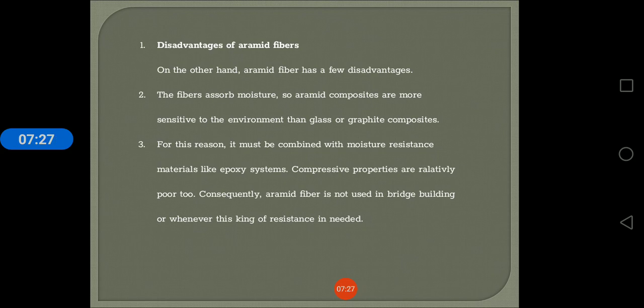Disadvantages. On the other hand, aramid fibers have a few disadvantages. The fibers absorb moisture, so aramid composites are more sensitive to the environment than glass or graphite composites. For these reasons, it must be combined with moisture resistant materials like epoxy systems. Compressive properties are relatively poor too. Consequently, aramid fiber is not used in bridge building or wherever compression resistance is needed.